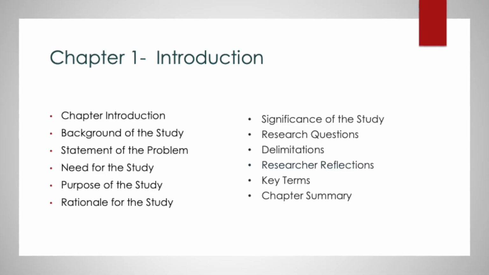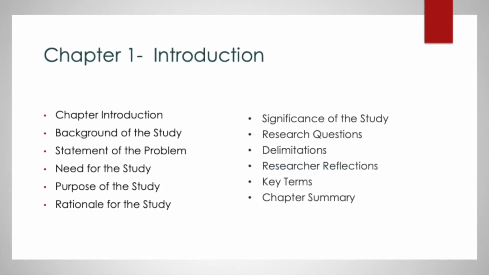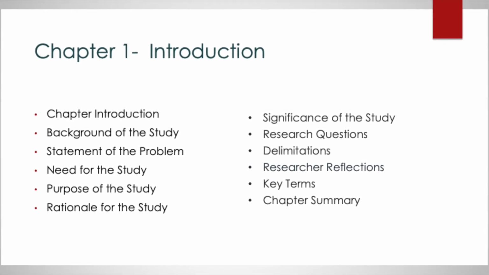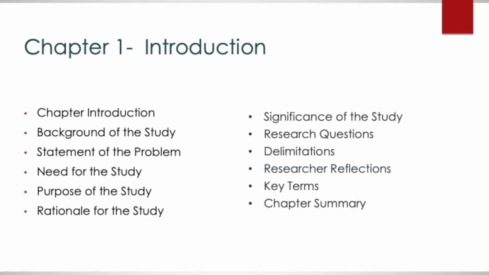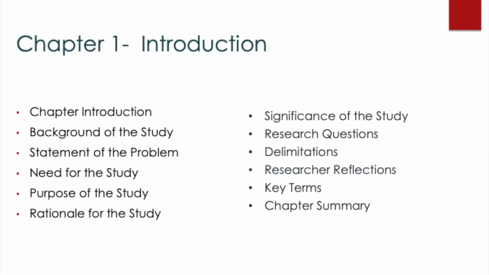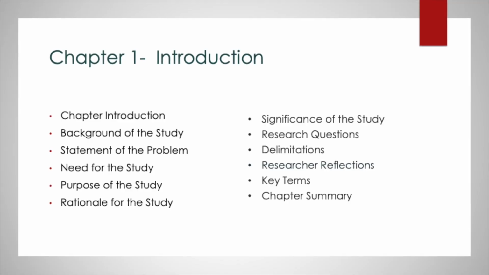For Chapter 1, it's your introduction. You should include a chapter introduction, a background for the study, a statement of the problem, need for the study, purpose of the study, rationale for the study, significance of the study. Now, on significance of the study, what you're going to do is give a preliminary assessment, or you're just going to make a claim. And the significance, because you haven't done the research yet, you don't know what the significance is. You're just going to give some sense of what you think the significance may be. All right, significance of the study.